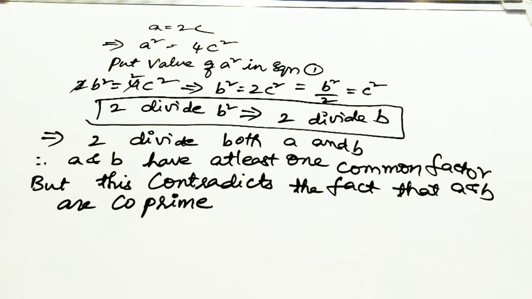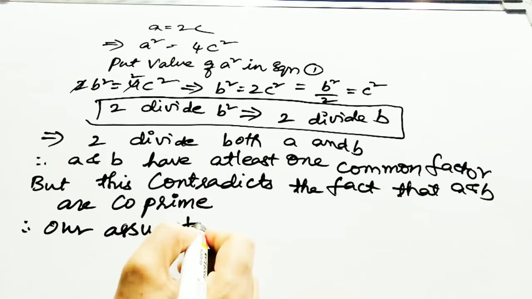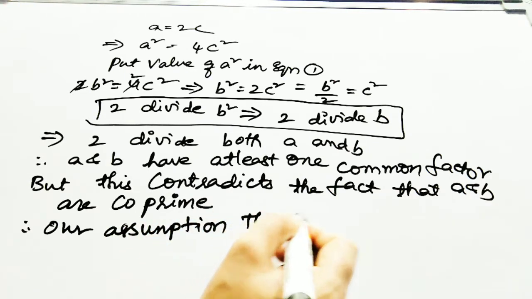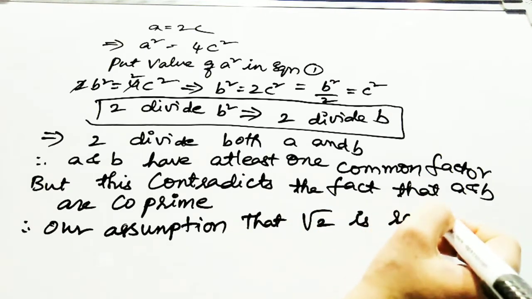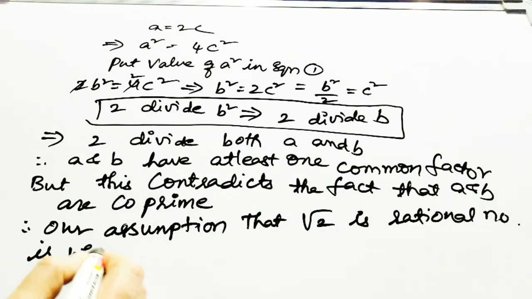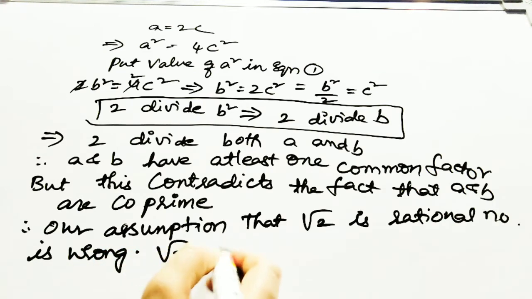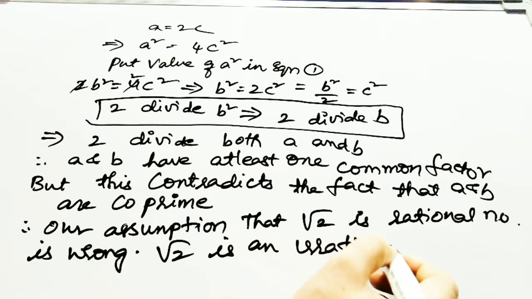It means that our assumption that root 2 is a rational number is wrong. It means root 2 is an irrational number. With the help of the theorem we proved that. So our assumption was wrong.